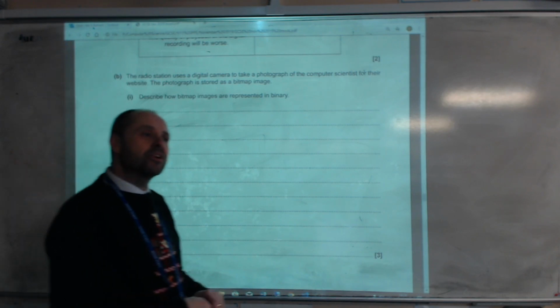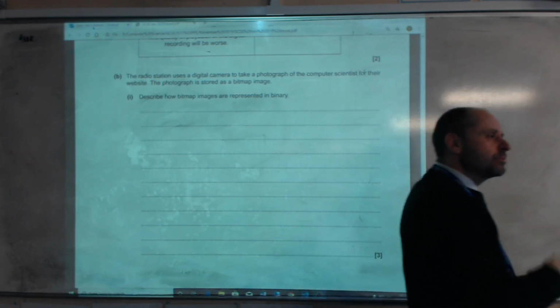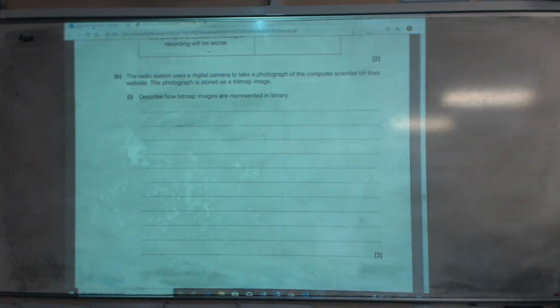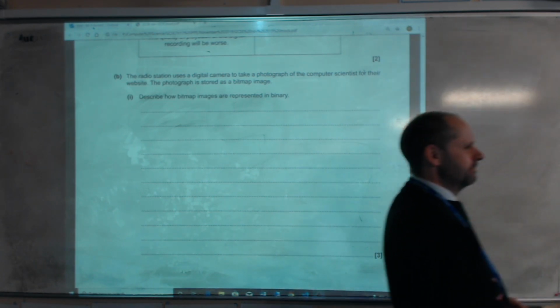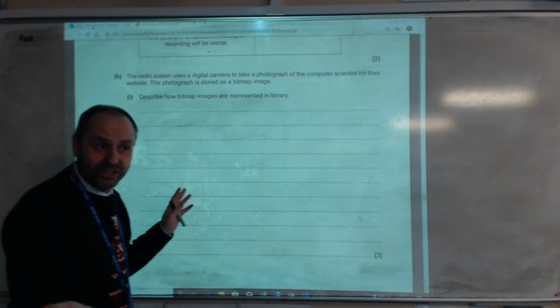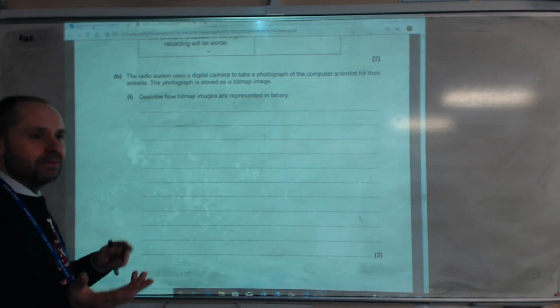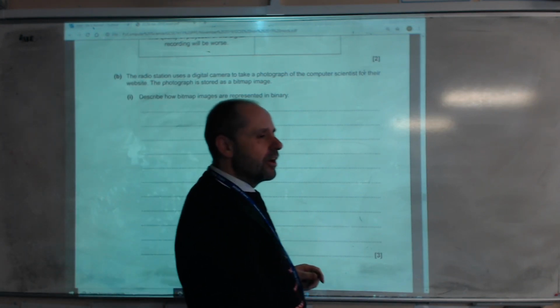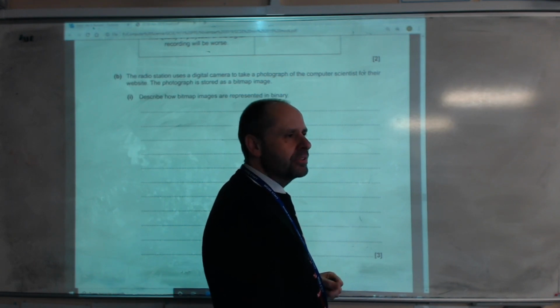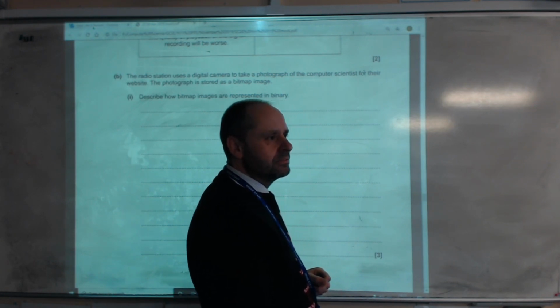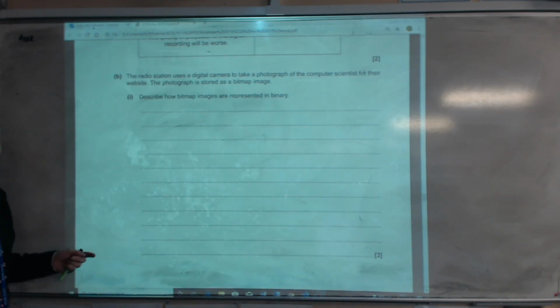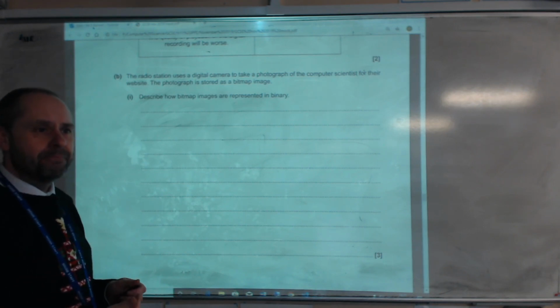Actually, related to the other question. Now, remember, these were a pair of papers from last year. On the theory paper, they had a question about images, because they were talking about compression. A bit cheeky. And then on this paper, they're asking about pictures again. So there was a little bit of crossover between the 2 papers there.